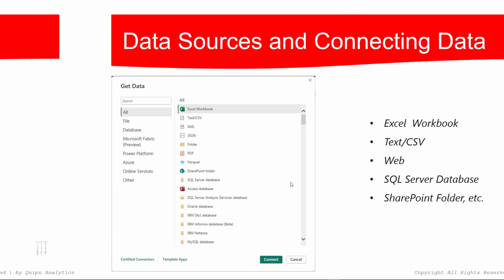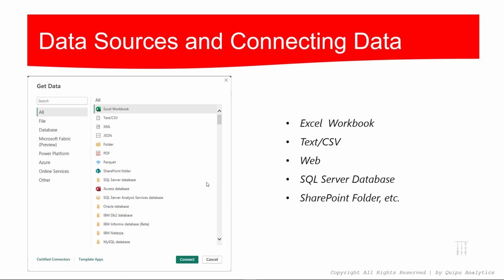Let's keep moving. Data sources and connecting data. Without data, we cannot do anything. So really important to be familiar with the data sources and also how to connect to data. So as you can see here on the left, you can see different data sources. You can get data from an Excel file, text, CSV, as you can see here, from the web, from SQL Server database, from SharePoint folder, and you also have many other options, ODBC connections. So there is a lot of options here. So plenty of options. And this is coming directly from Power Query, like I said before.